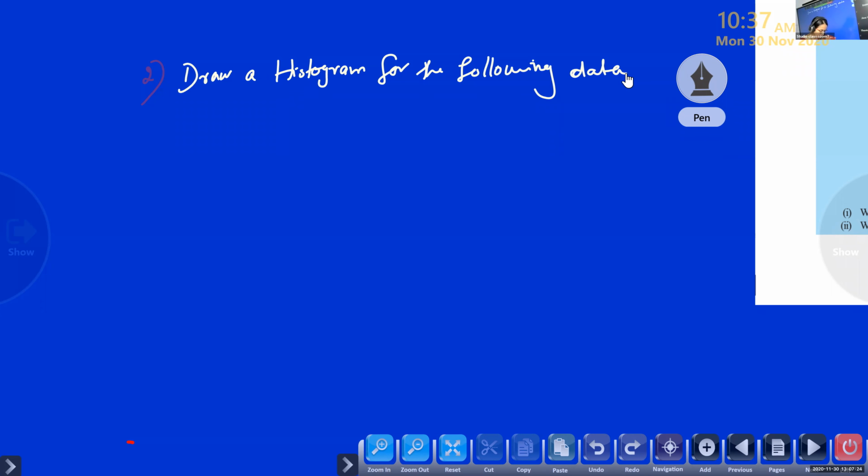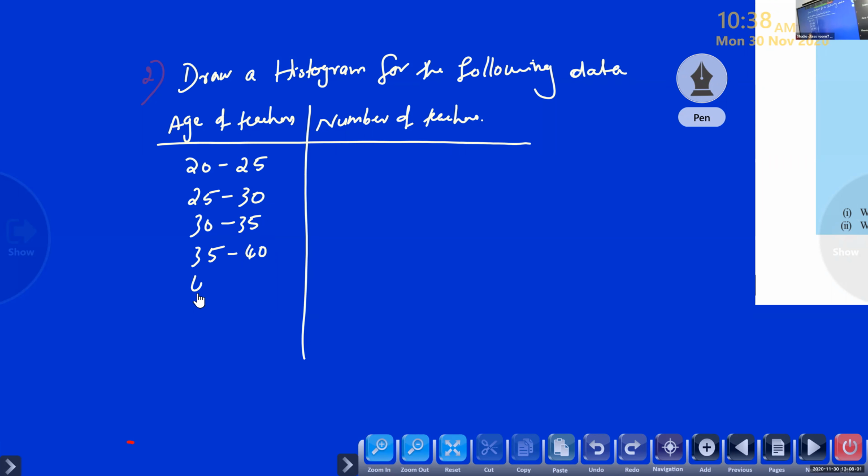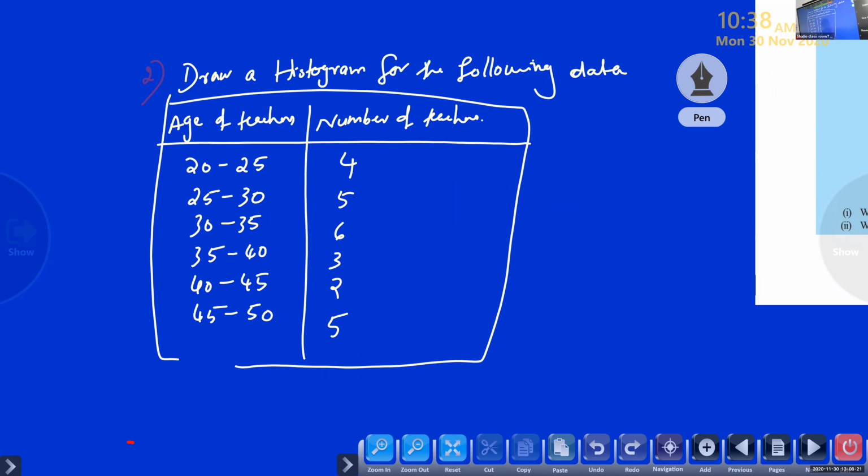Age of teachers and number of teachers. Now age starts from 20 to 25. Forty-five to 50, and the number of teachers is 4, 5, 6, 3, 2, 5. These are the number of teachers. We need to represent this data on a histogram.